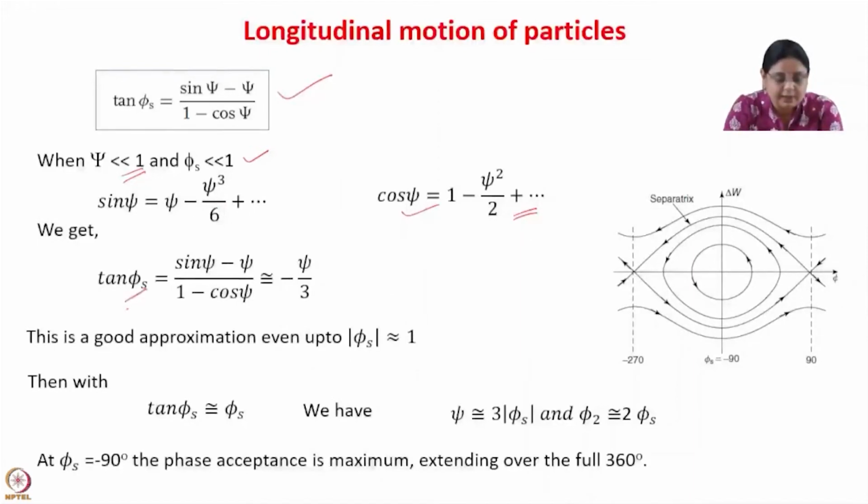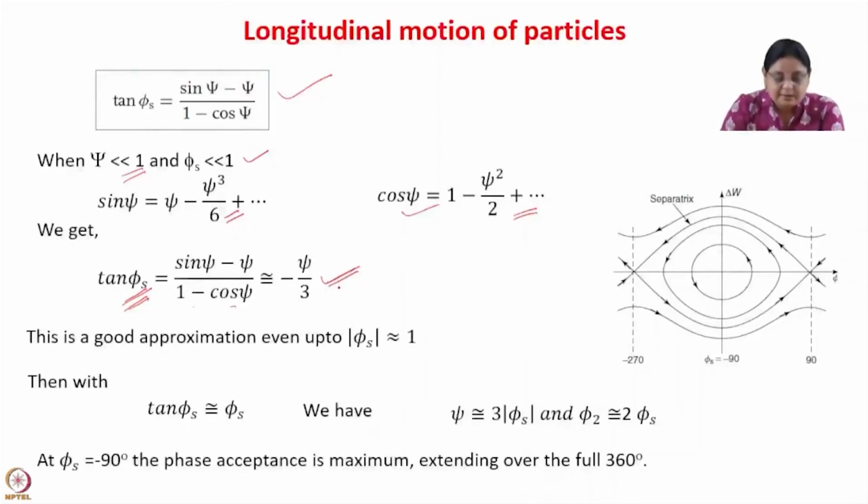So we can write tan phi s is equal to sin psi minus psi over 1 minus cos psi. So sin psi minus psi will be equal to minus psi cube by 6, and 1 minus cos psi will be equal to psi square by 2. So we are left with minus psi by 3. So we get that tan phi s is equal to minus psi by 3.